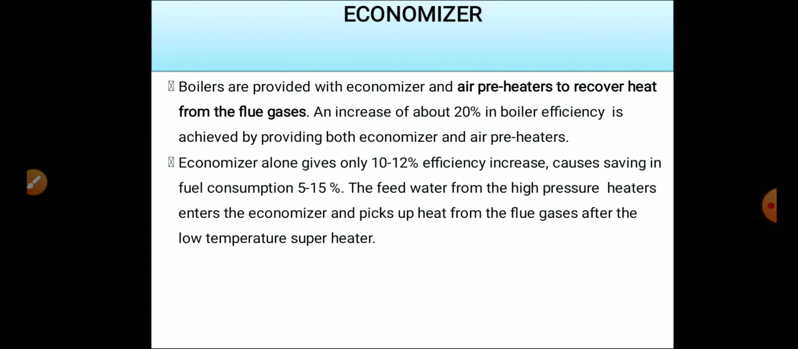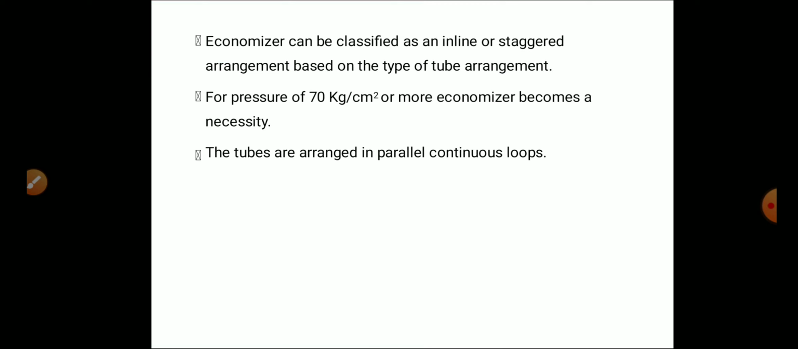very much substantial. The feed water from the high pressure heaters enters the economizer and picks up heat from the flue gases after the low temperature superheater. Economizers can be classified as inline or staggered arrangement based on the type of tube arrangement. For a pressure of 70 kg per centimeter square or more, an economizer becomes a necessity. The tubes are arranged in parallel continuous loops.